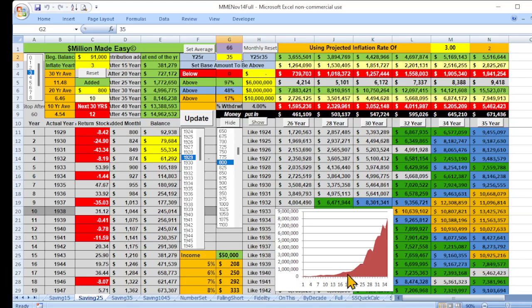Go down through, it looks like 1940 would be the lowest one you're going to find in this column. Look at this, 96% of the time you'd have over $6 million, color-coded in green. 48% of the time, color-coded in blue, you'd have over 8 million. And 17% of the time, you'd have over $10 million. Now, folks, these are impressive numbers.